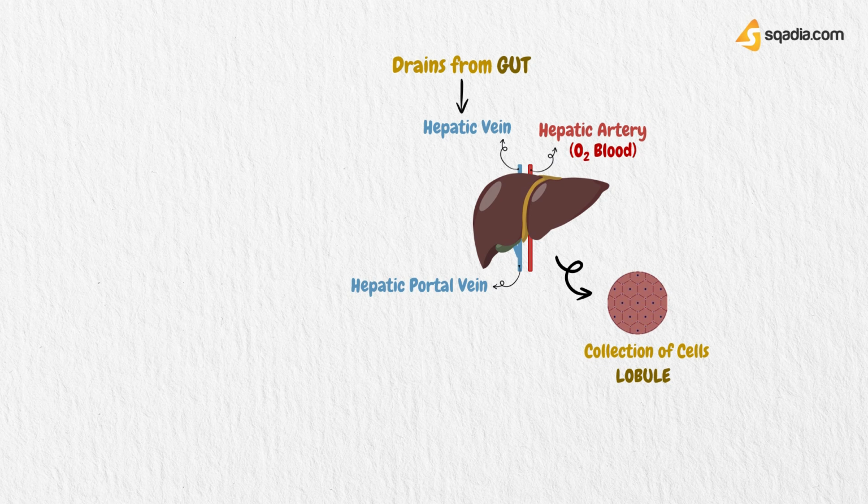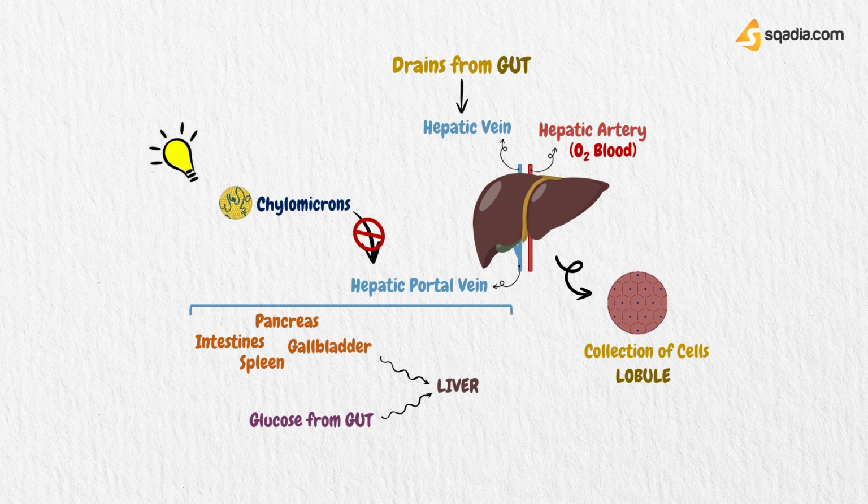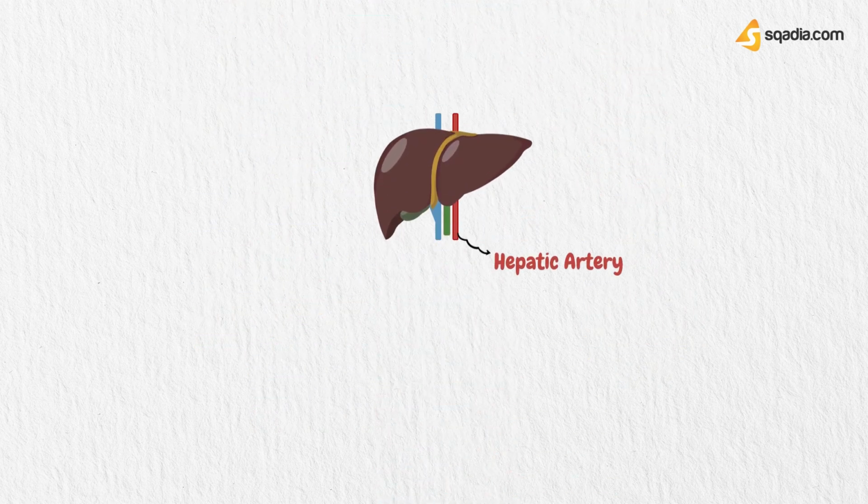This vein carries blood to the liver from the intestines, spleen, pancreas, and gallbladder. It transports many products of digestion, such as glucose, from the gut to the liver. An important thing to note is that chylomicrons are not transported via the portal vein. They proceed via the lymphatic system before entering the thoracic duct and joining the bloodstream.